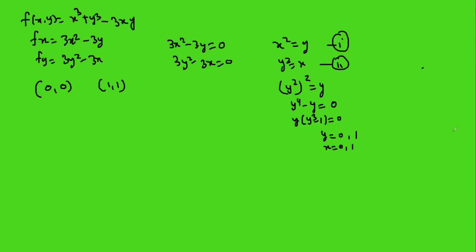At (0, 0), I'm getting t less than 0 and fx equal to, so it is a saddle point. At (0, 0) it is the saddle point, right? Yeah, very good. And check for (1, 1).